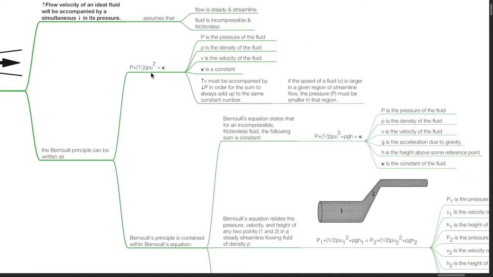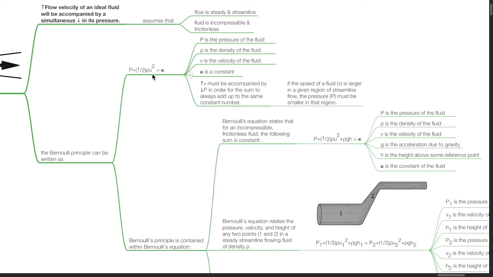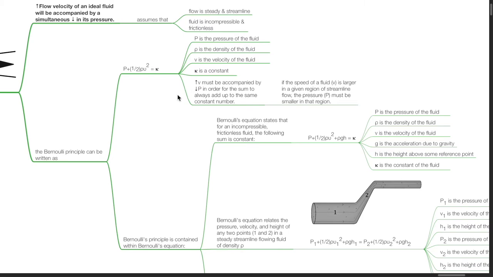The Bernoulli principle can be written as pressure of the fluid plus half times density of the fluid times velocity of the fluid to the power of 2 equals a constant. Increase in velocity of the fluid must be accompanied by a drop in pressure in order for the sum to always add up to the same constant number.